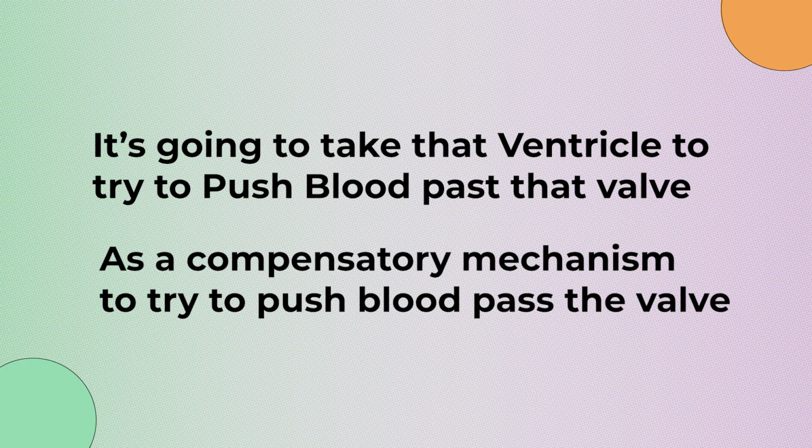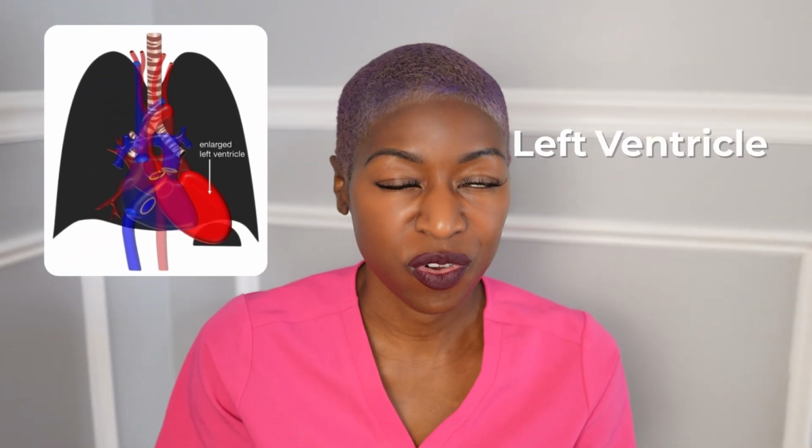So as a compensatory mechanism to try to push blood past the valve, you're going to get left ventricular hypertrophy, meaning left ventricle enlargement. And this is the compensatory mechanism for the left ventricle to pump blood past that valve. And this is why these patients are very preload dependent, so you can't make them hypotensive. They need to have enough volume in that left ventricle so it can pump past that stenotic valve.